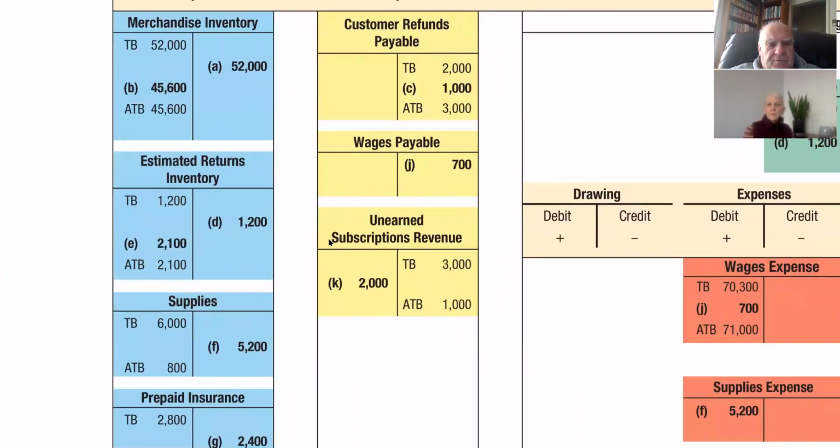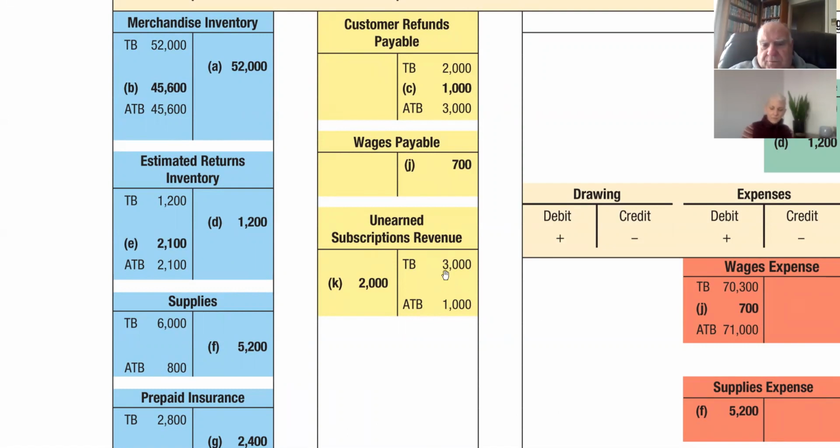So we did the merchandise inventory, prepaid insurance. Now it won't let me fool around with it. How come? Prepaid insurance. It was 2,800 and we used up 2,400 of it. So we're going to debit the appropriate expense. Okay. So there's really nothing new here.